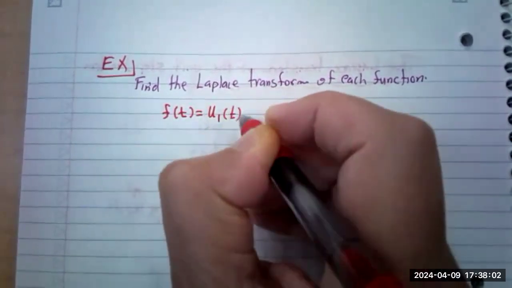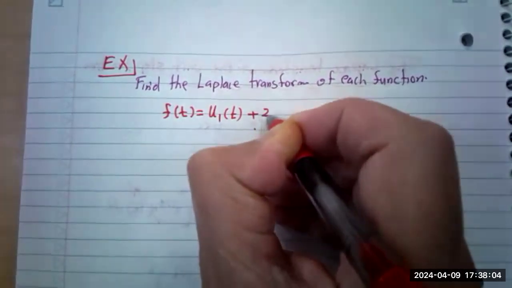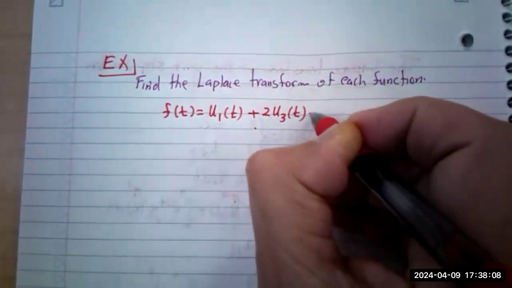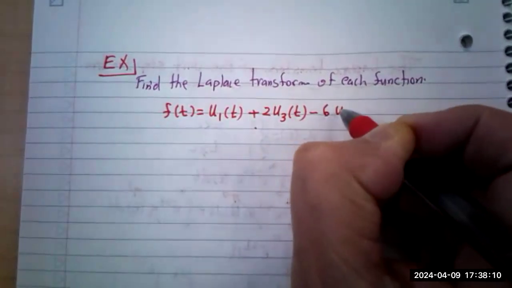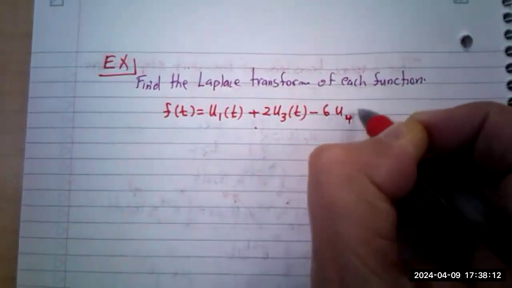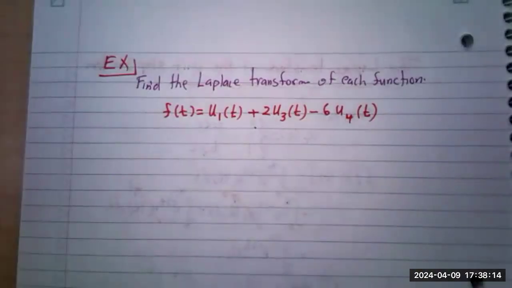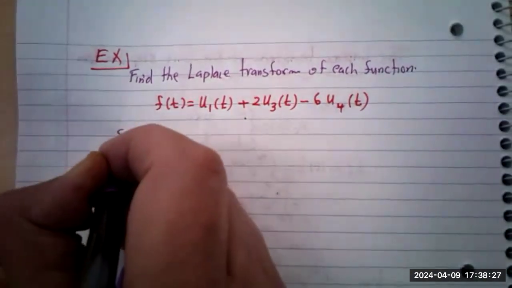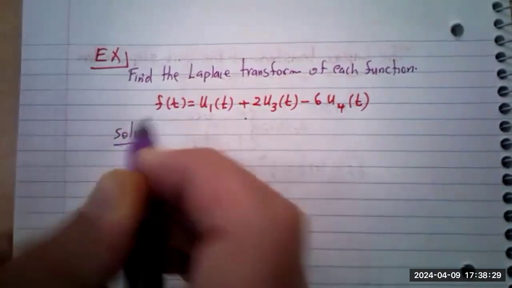f of t is equal to u1 of t plus 2u3 of t minus 6u4 of t. We say it is a combination of unit step functions. We use that formula for each one of them one by one. Because the Laplace transform is linear, as you did before, this is going to be the solution.